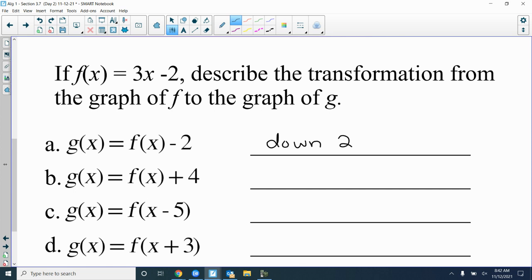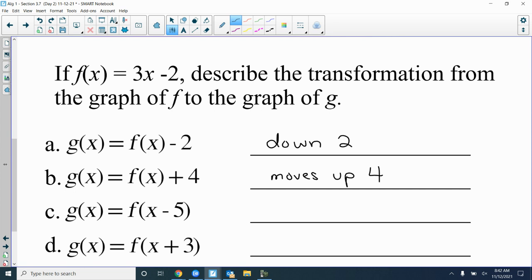So you got to say up, down, left, or right. Up. Okay, good. Now, I don't want to assume that's what you meant. So it moves up 4. Okay. All right, now you got to be careful for C and D.